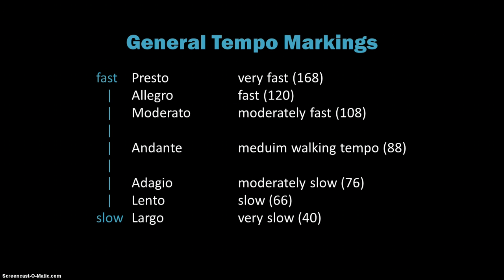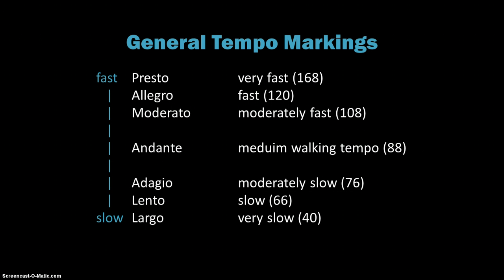So those are your 3 fast ones, P, A, M, and then andante is a medium walking tempo. If you were to walk down the hallway at a normal rate and click a metronome every time you took a step, you'd probably be somewhere around 88. Not too fast, not too slow, just like a very gradual walking tempo. And then the 3 slower metronome markings, we've got adagio, which is moderately slow, around 76 beats per minute, and then lento and largo, so A-L-L.